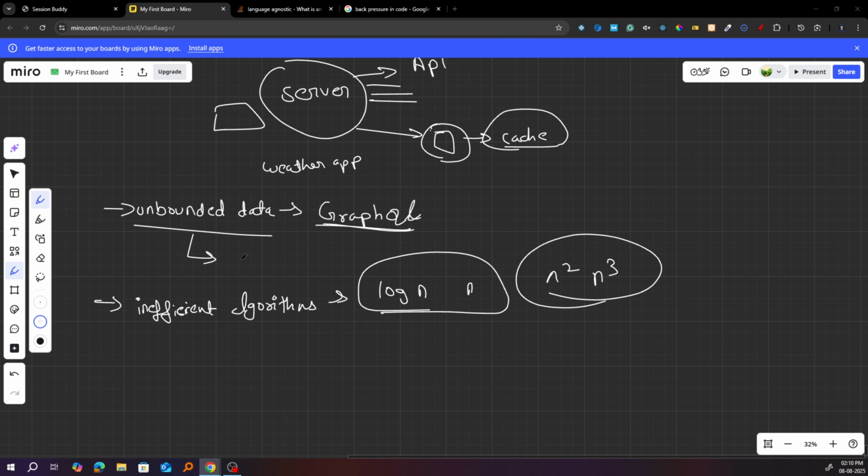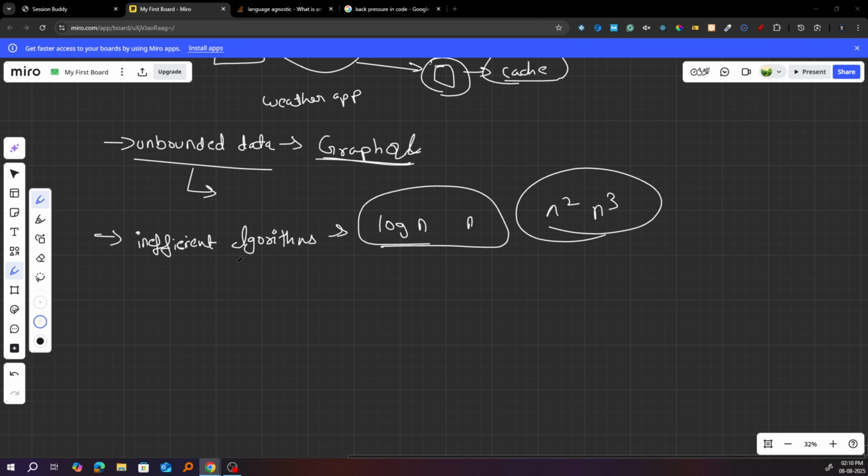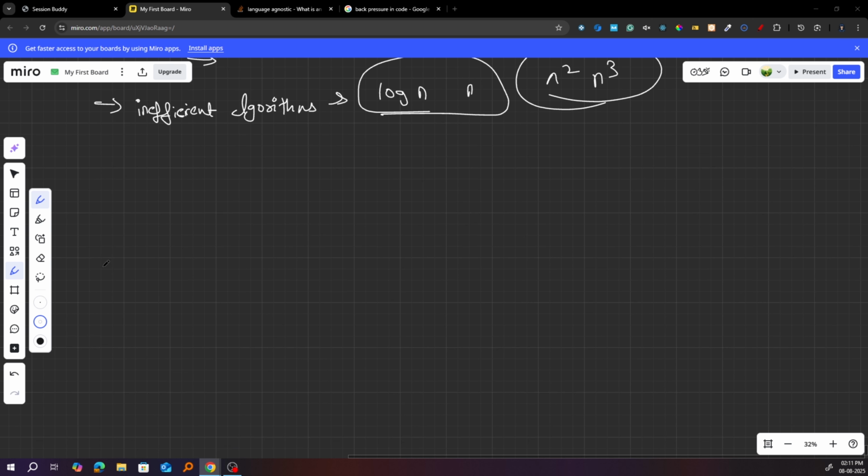Unbounded data: there shouldn't be unused data, because that will cause usage of more resources and more memory. An inefficient algorithm will also cause inefficient usage. It will cause more usage of your performance and RAM and other resources. So that's all. Now let's learn about improper instantiation.